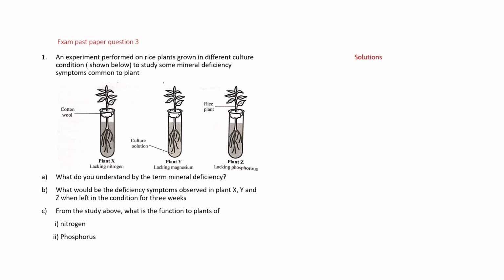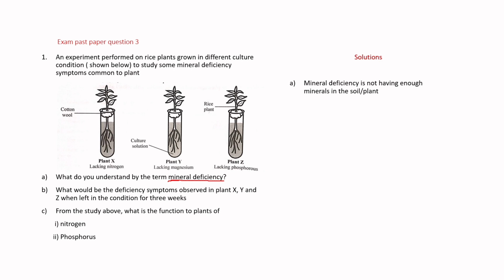Question A: what do you understand by the term mineral deficiency? I have already answered this question. Mineral deficiency is not having enough mineral in the soil, or when the plant is not having minerals. That's what it means. And then we go to B.